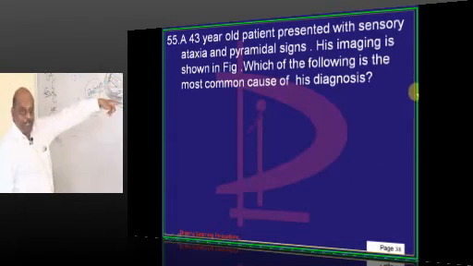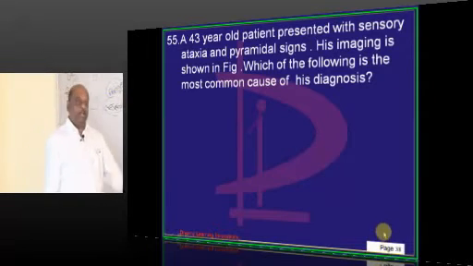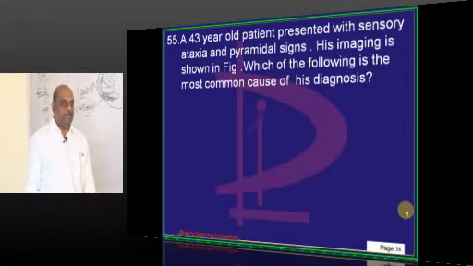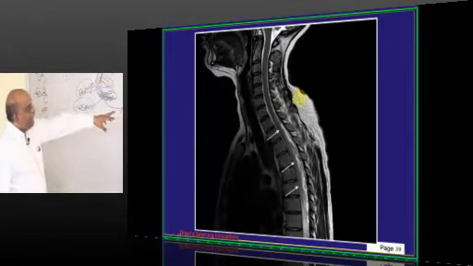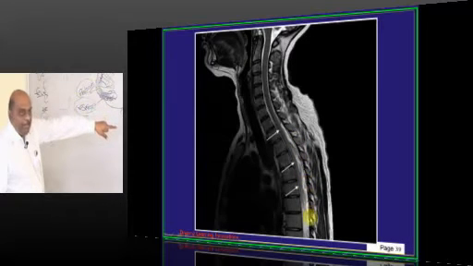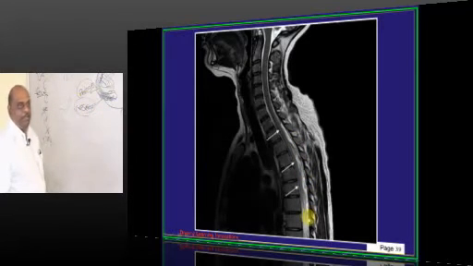At the same time he is showing pyramidal signs because of corticospinal tract involvement. Combination of the two is called subacute combined degeneration of spinal cord. And when MRI is done, selectively the posterior columns are showing the demyelination.